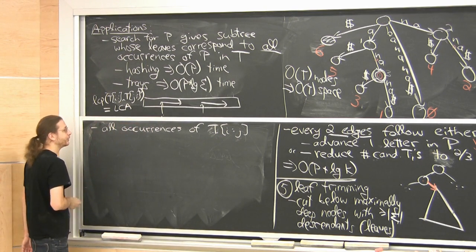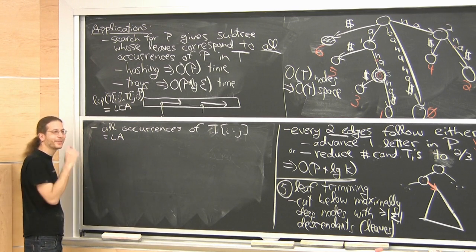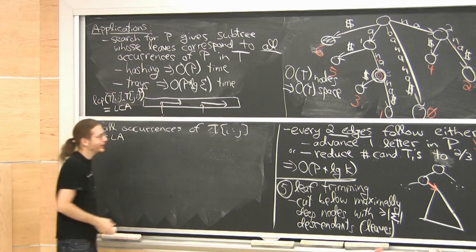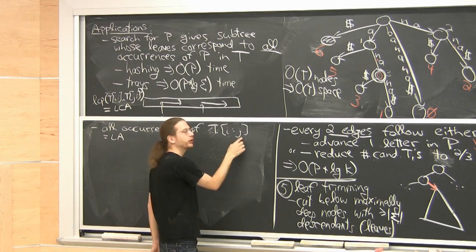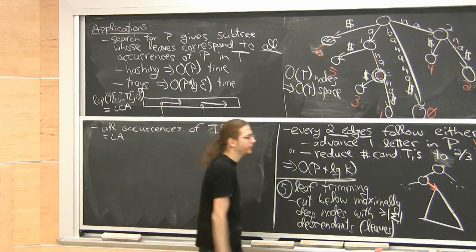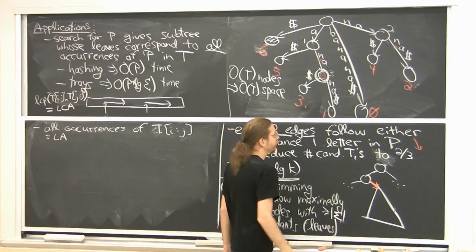How? Well, this is a level ancestor query. Why is it a level ancestor query? If I look at the suffix starting at i, and then I just want to trim off, I want to stop, I don't care about the entire suffix, I just want to go up to j.